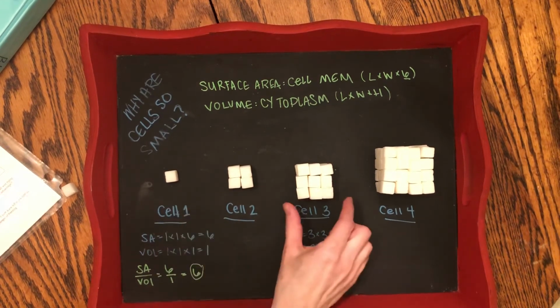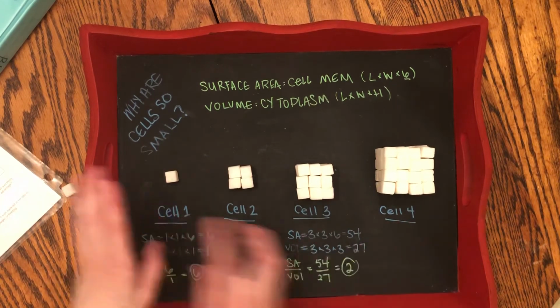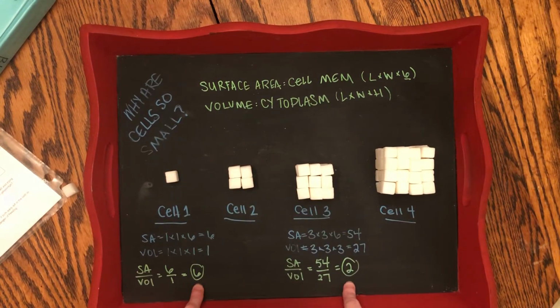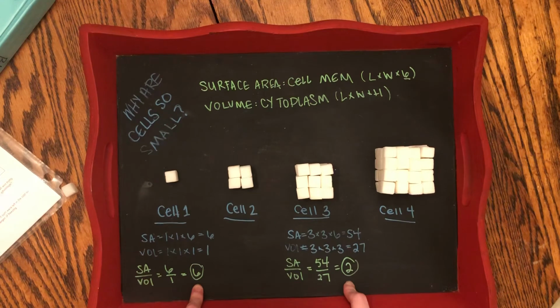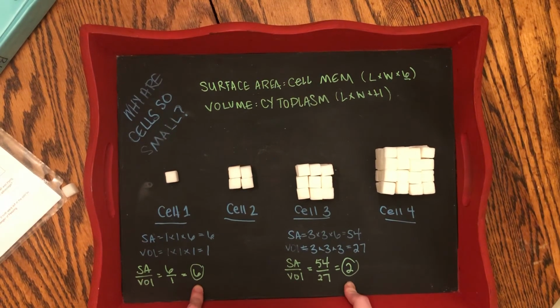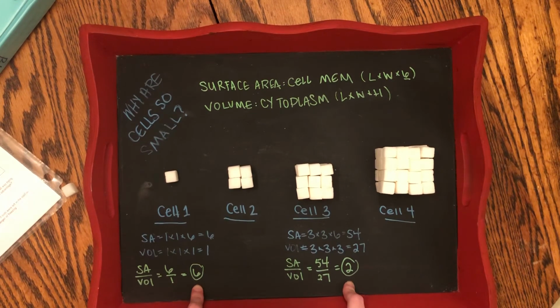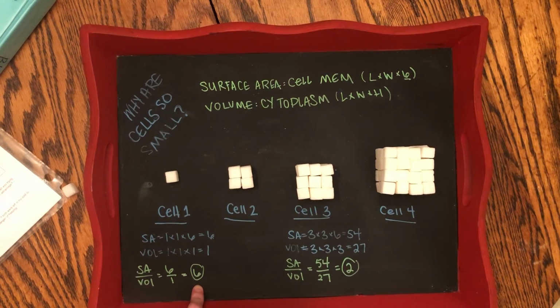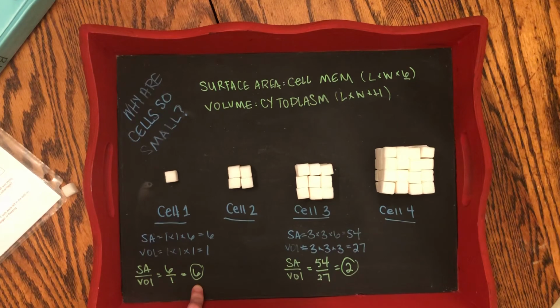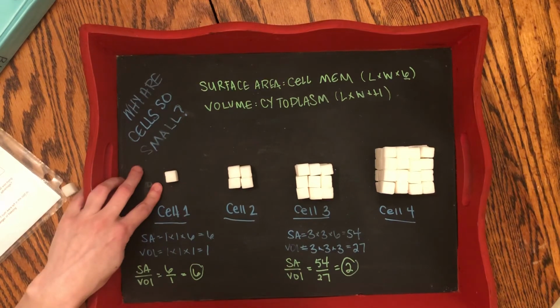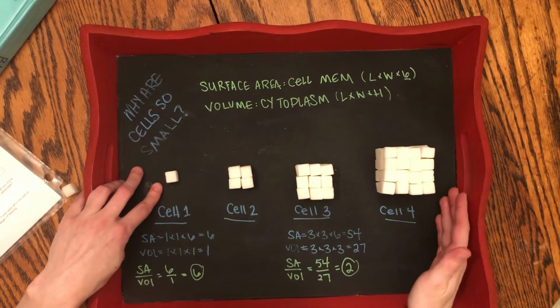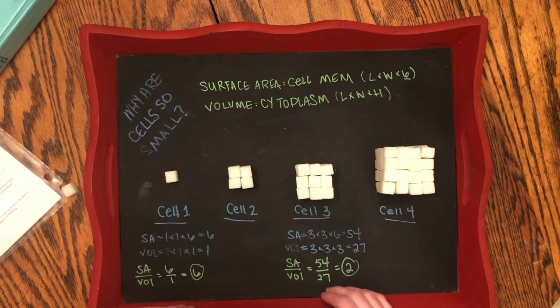So as the cell gets bigger, right, so the cell's gradually getting bigger, what's happening to the ratio? It's getting smaller. So the question is, why is that a bad thing? Okay, and I'll give you a clue. Think about a mouse and an elephant. If both were left in the cold overnight, which one would be in more danger of freezing? Would it be the mouse, which would be cell 1, or would it be the elephant, cell 4? And it has to do with this phenomenon of surface area to volume ratio.